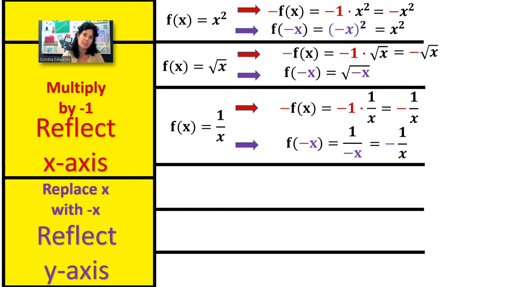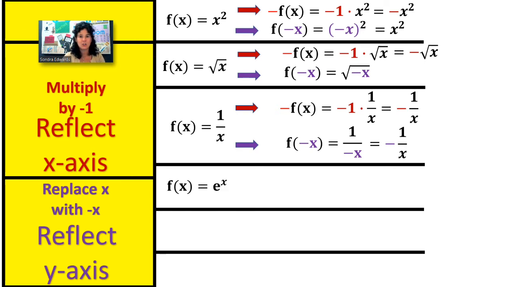So if you were to see a picture of a reciprocal function and it had been reflected, you wouldn't know if the original equation, the x was replaced with -x, or the function 1 over x was multiplied by -1, because they have the same result.